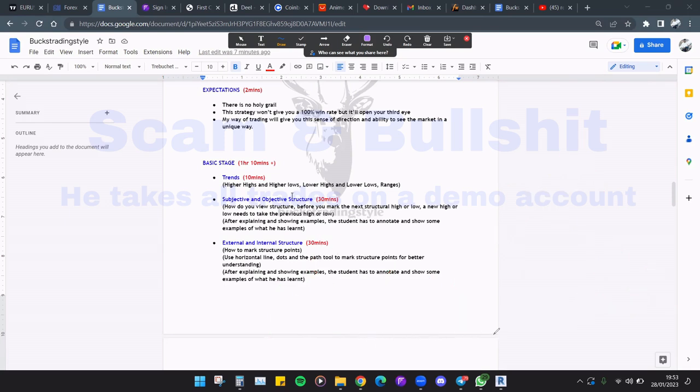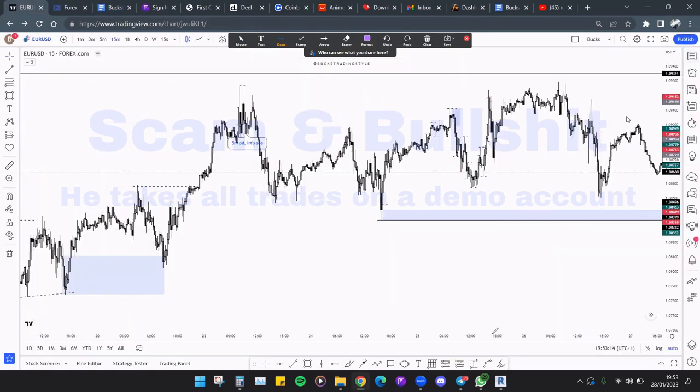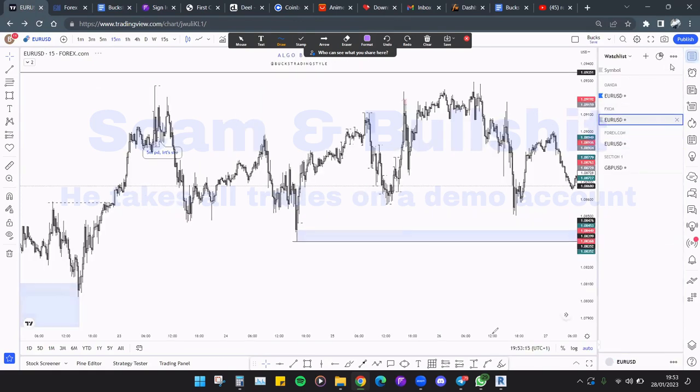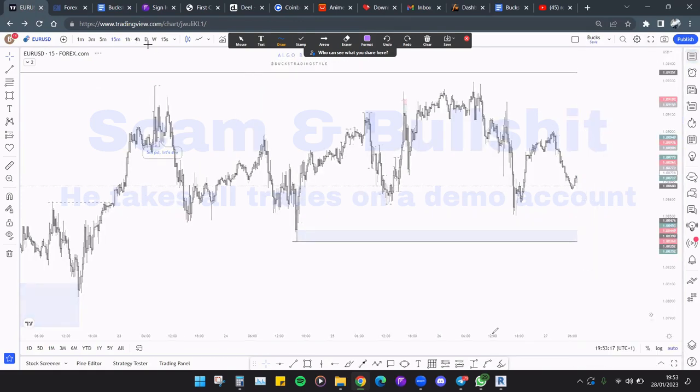Now let's look at how we view structure. How we view structure. I am going to open a chart. Let me look for a time frame.